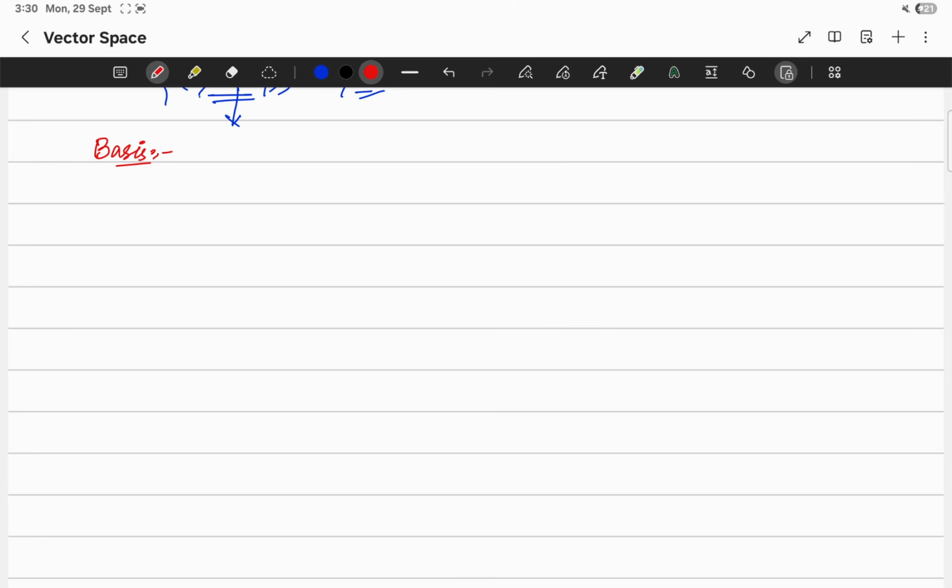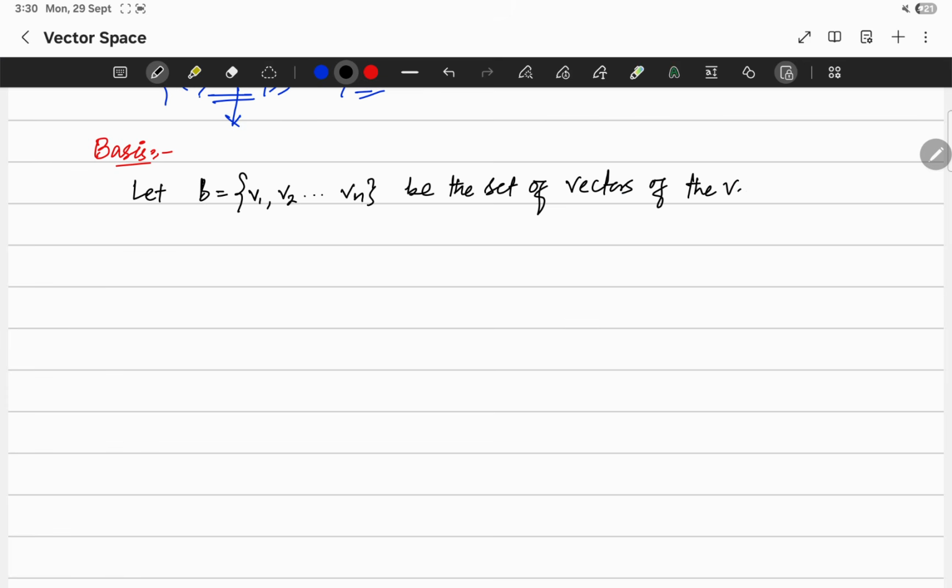For example, I will write it this way. Let B equal to v1, v2, so on up to vn, be a set of vectors of the vector space V over F.